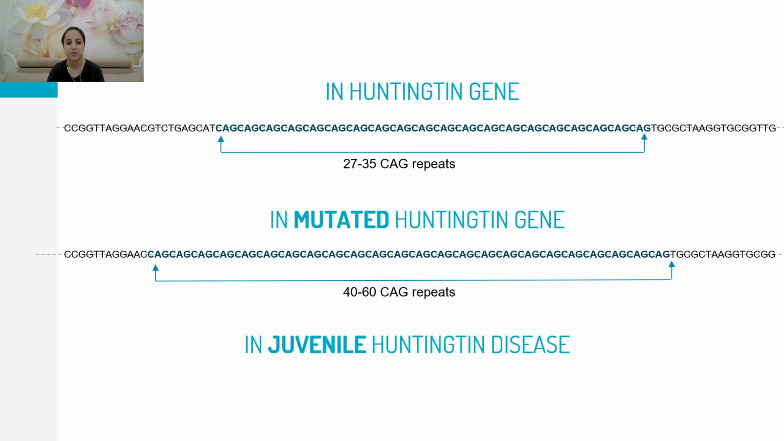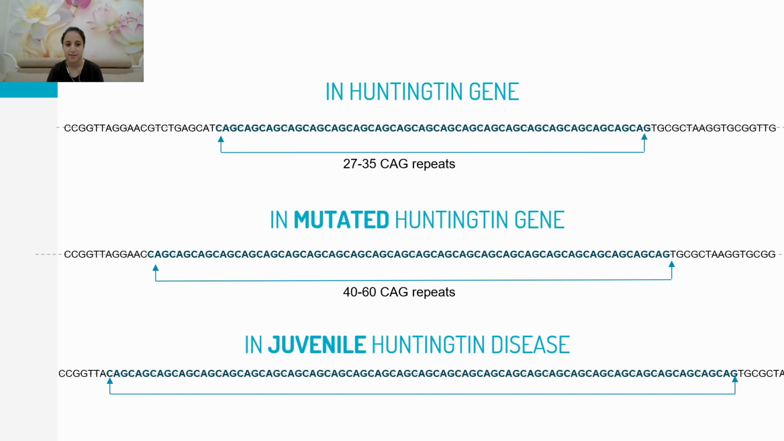And then again in juvenile Huntington's disease case, if you zoom into the gene, we'll again find these CAG repeats, but here the number increases even further and goes to 80 to 100 times. So as you can see, the number of times CAG is repeated in all these cases goes on increasing. And we can also hypothesize that as the number of CAG repeats increase in the Huntington gene, the symptoms for HD develop faster.